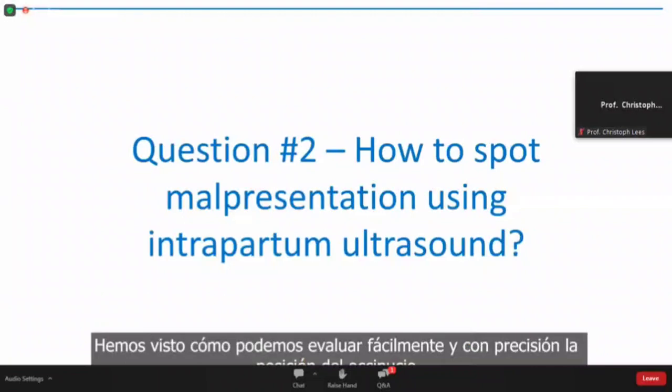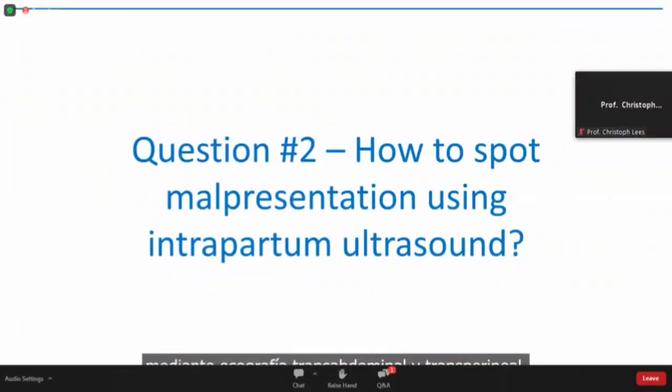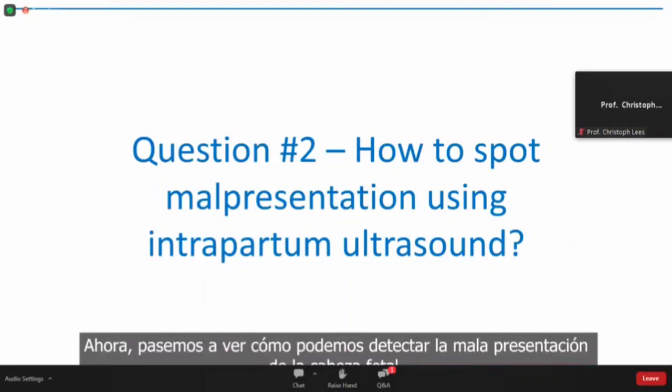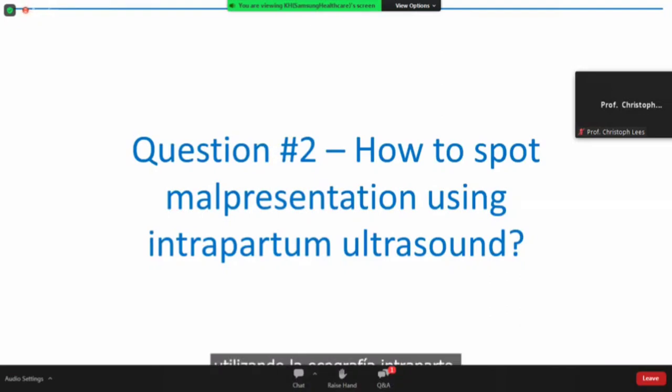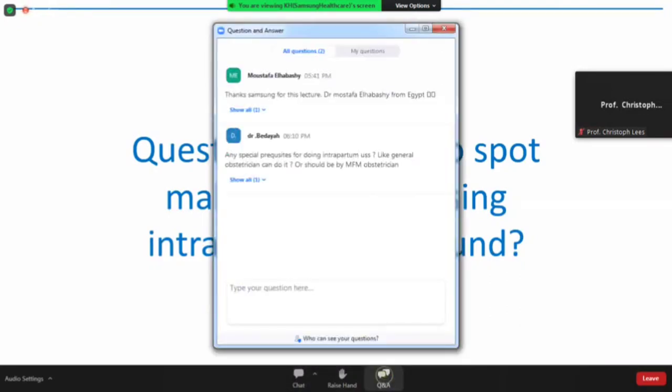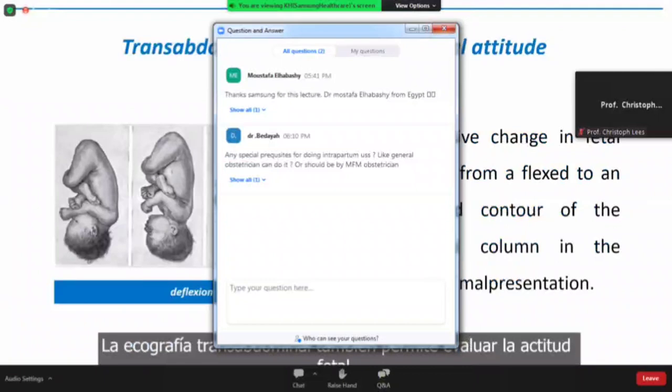We have seen how we can easily and accurately evaluate the occiput position by means of transabdominal and transperineal ultrasound. Now let's move on and see how we can spot malpresentation of the fetal head using intrapartum ultrasound. Transabdominal ultrasound also enables us to evaluate the fetal attitude.